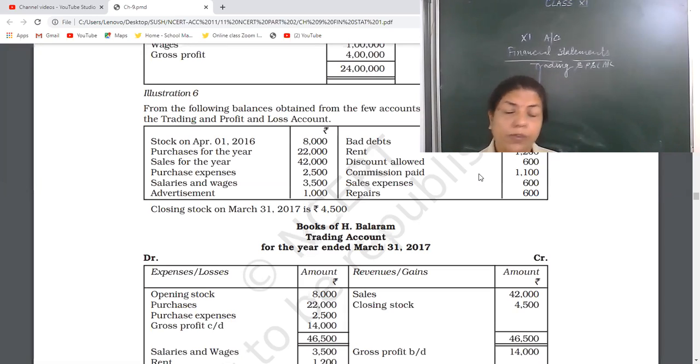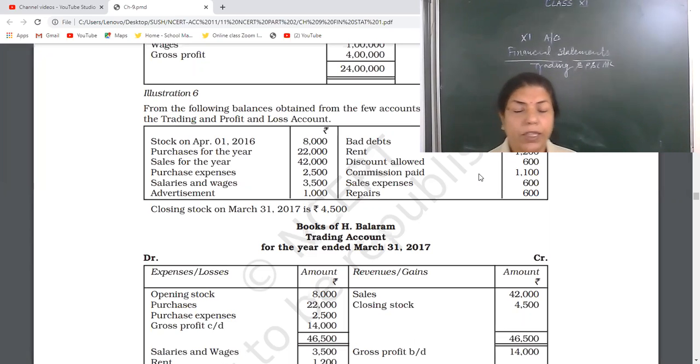Okay. Now advertisement. Advertisement is related with sales. That's why it should be shown in P&L account. Now come to that side. Bad debts means those debts which are proved bad or amount irrecoverable. In that case, that will be transferred to P&L account. Note down the question and in the bracket you can note down like T for trading, P for P&L.